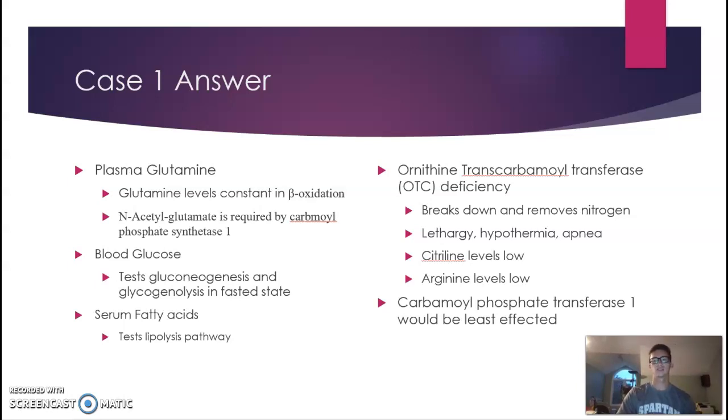Arginine, another intermediate in the urea cycle, would also be reduced in this scenario. After further investigation, the symptoms of lethargy, hypothermia, and apnea would all be present in an individual with reduced levels of this enzyme. The enzyme that would be least affected would be carbamoyl phosphate synthetase 1, as it is directly upstream of the affected reaction.